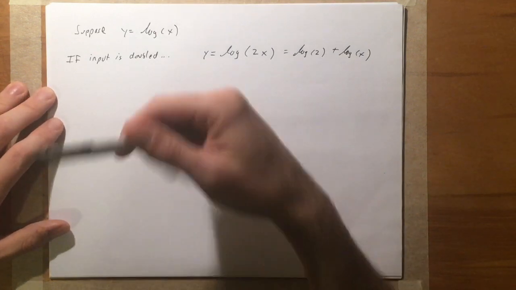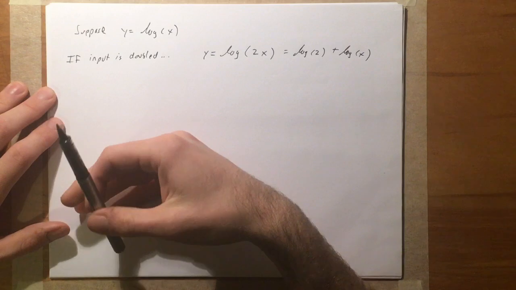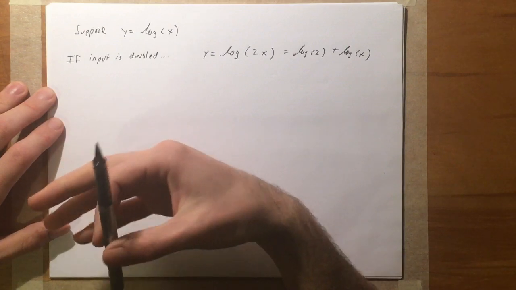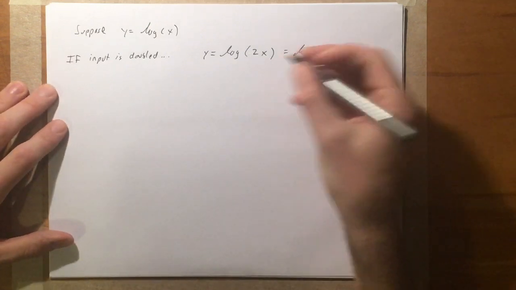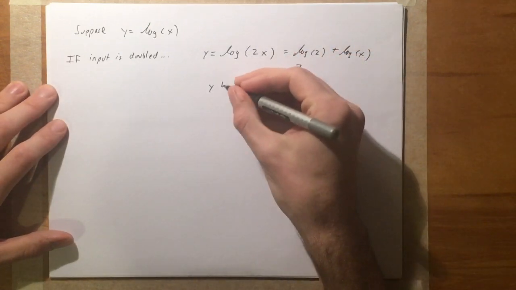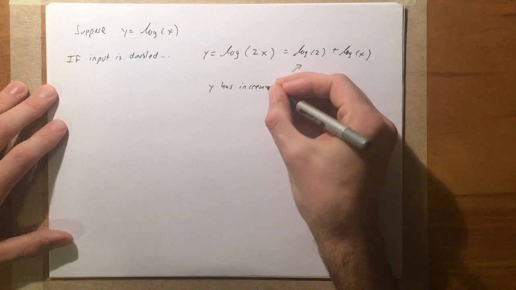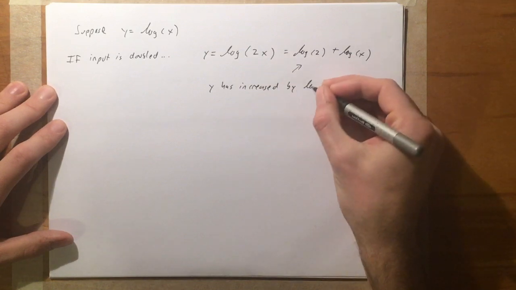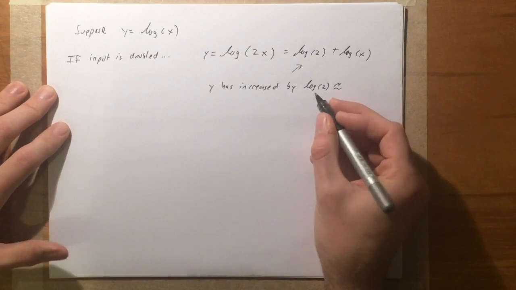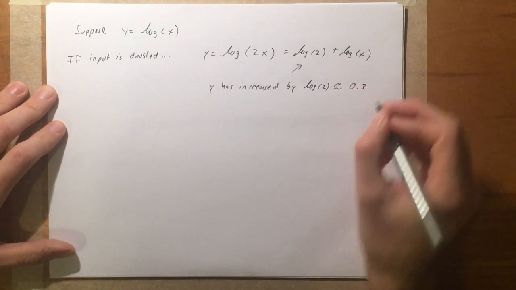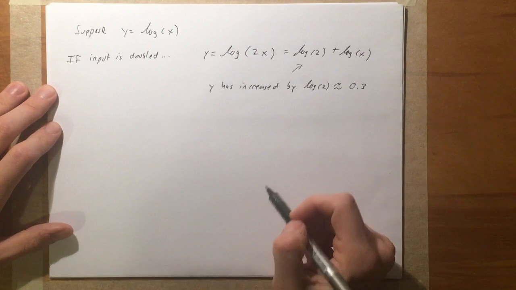So if you have a log function, doubling the input actually doesn't do any multiplication to the output. What it does is it just adds a value to the output. Okay, so here we see that y has increased by log of 2, which, by the way, common log of 2, log base 10 of 2, is approximately 0.3. You can ask your calculator that.